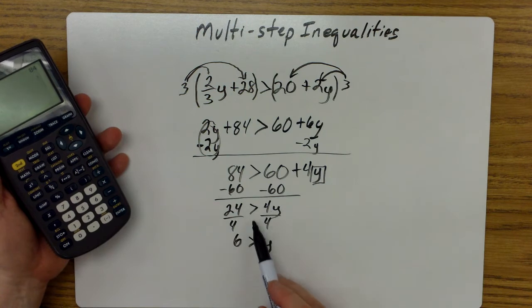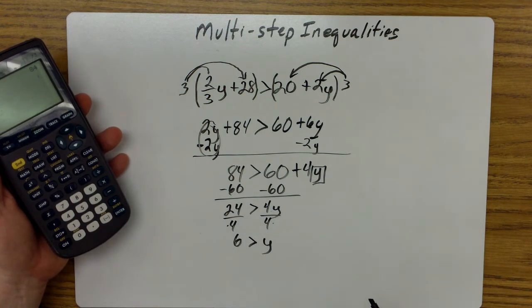Notice the symbol did not change this time because I divided by a positive on both sides and not a negative. The same is true for multiplying by a negative on both sides. So I need to graph this.